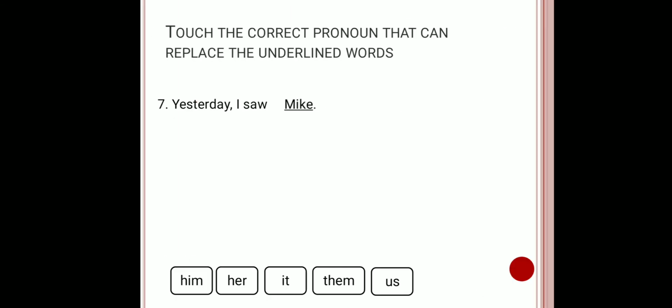Excellent. Yesterday I saw Mike. As it is at the end of the sentence, I'm going to choose an object pronoun. Yesterday I saw. Yes, Mike is a boy. Excellent. So I'm going to use him. Yesterday I saw him.